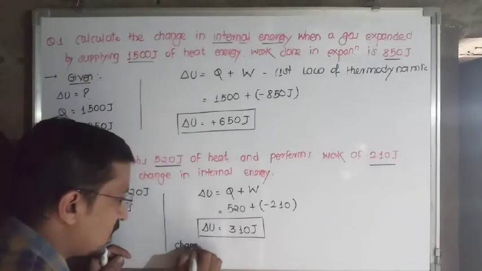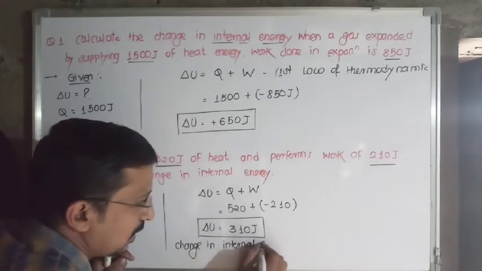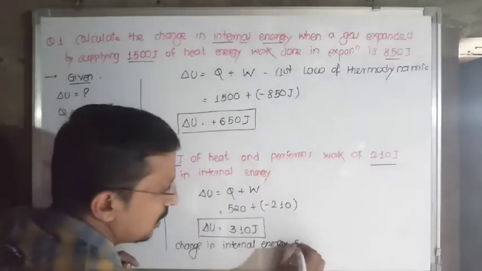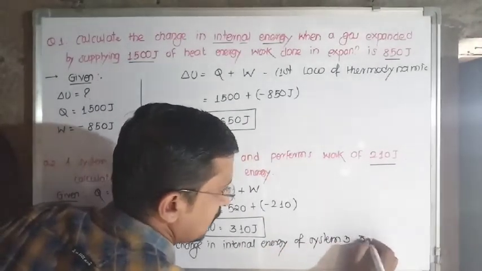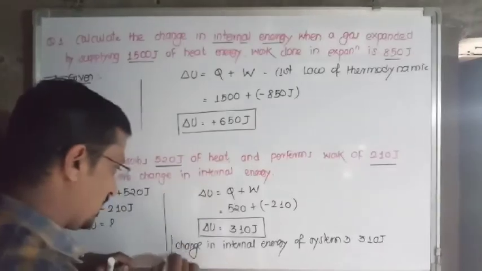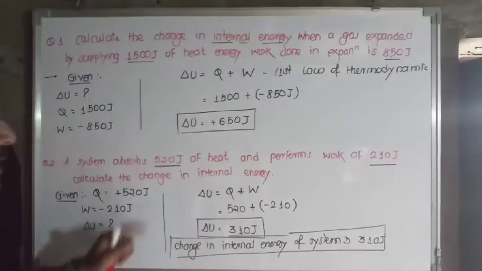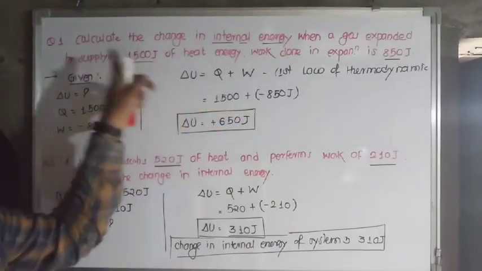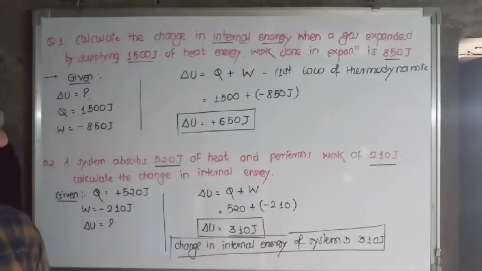Always write it in this way: the change in internal energy of the system is 310 joule, in a square bracket. And here also, the change in internal energy is again 650 joule.